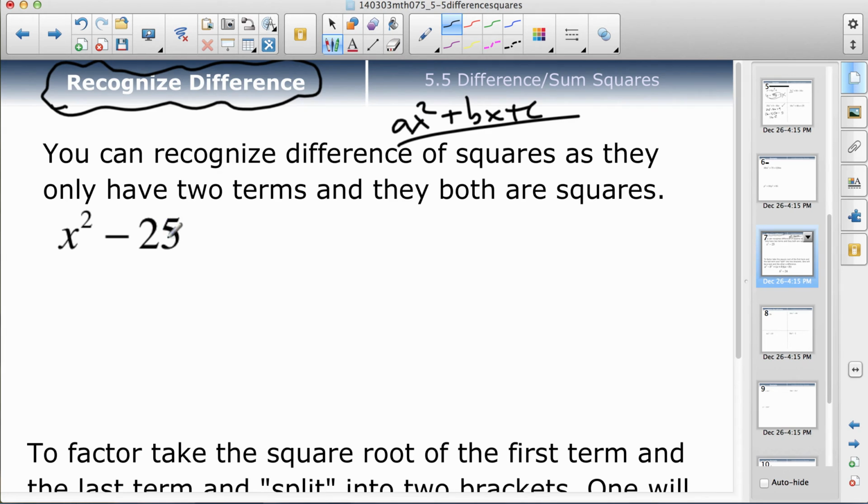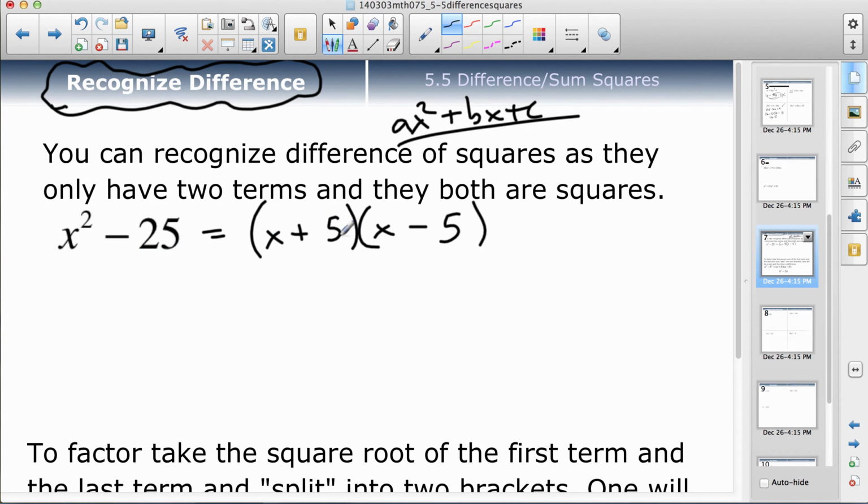If you see something like this, especially when the second one doesn't have an x on it, and if you can take the square root of both of those, this is called the difference of two squares. And to factor that, I split up the x like I normally do. X, split up the 25, so it'd be 5 and 5. And then, because this is minus, one's plus, one's minus. And these two are known as a difference of squares.